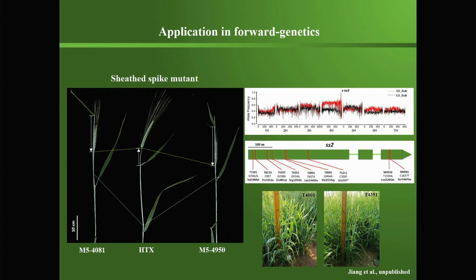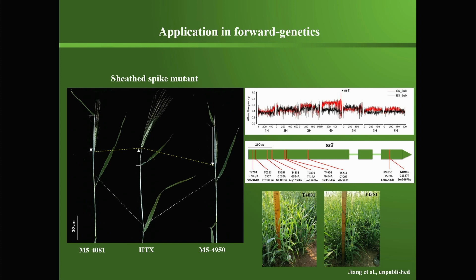It's called schist spike mutant. The wild-type HTXi is a genotype with long uppermost internode. Its spike is above the ear of flag leaf, while the mutants had a shortened uppermost internode, and their spikes are below the ear of flag leaf. This phenotype is considered to have a potential of increasing the number of spikes in a unit area.